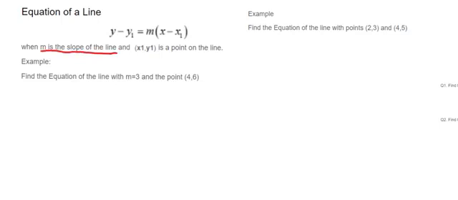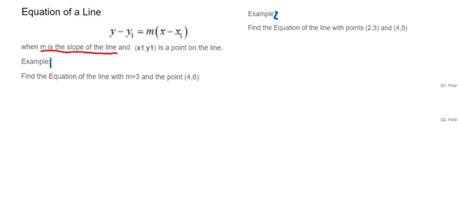So let's look at this example. You should know as well that m is the symbol for slope in math. If you're not familiar with slope, then look back and revise slope first before you look at this video. In this example, we'll call this example 1 and this example 2.